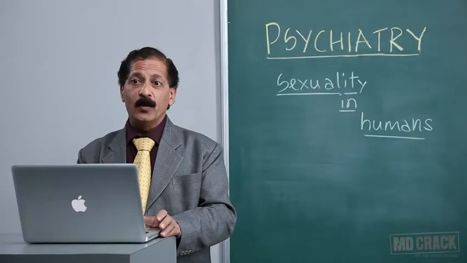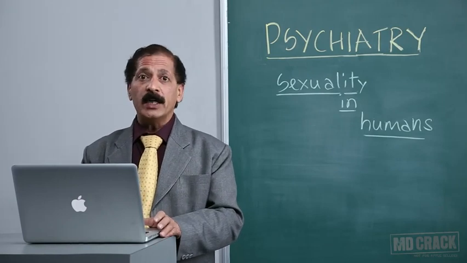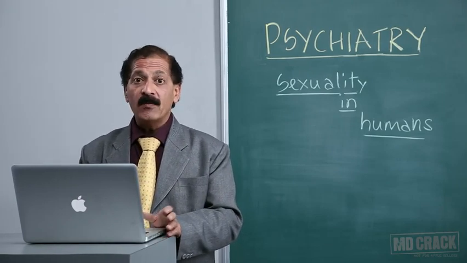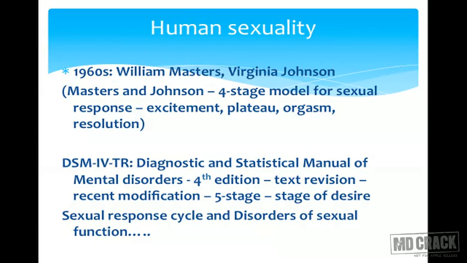My dear students, welcome to this new session in psychiatry, and this session is going to be about sexuality in humans and the various related disorders. As far as human sexuality is concerned, in the 1960s, William Masters and Virginia Johnson gave a 4-stage model for sexual response. It's called the Masters and Johnson 4-stage model for sexual response, which includes 4 stages of the sexual response cycle. These are excitement, plateau, orgasm, and resolution.